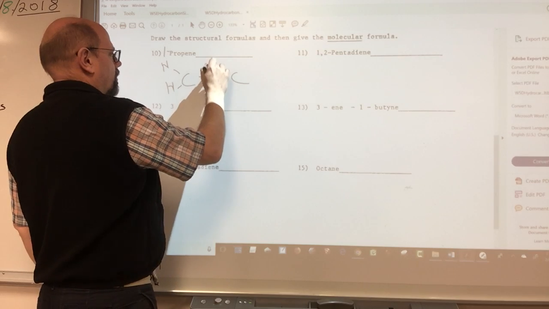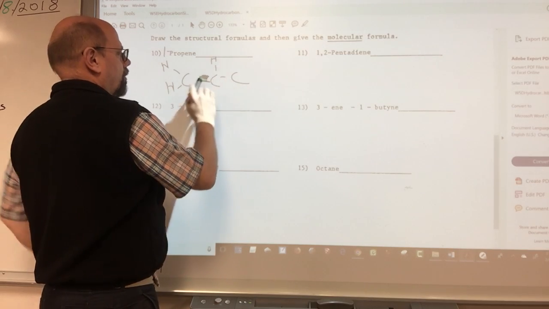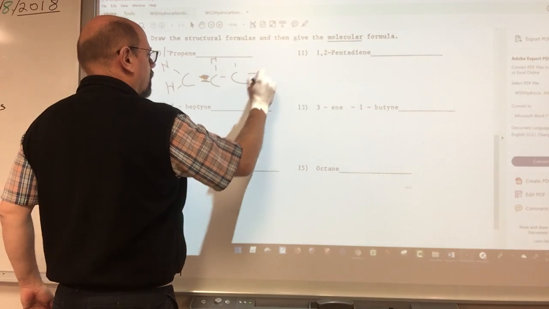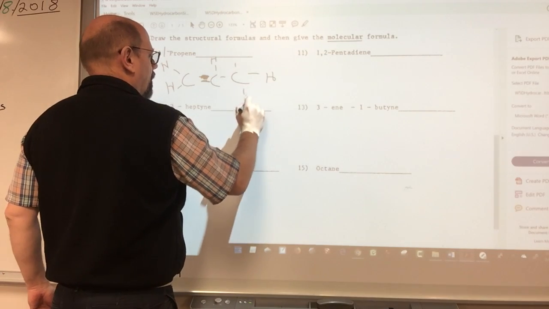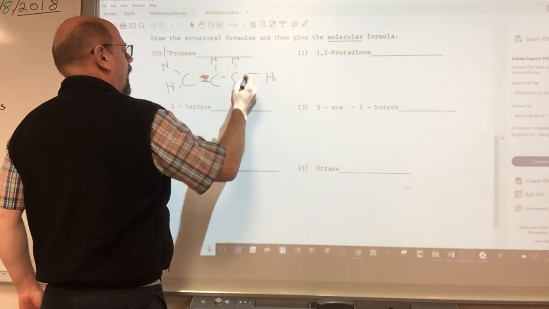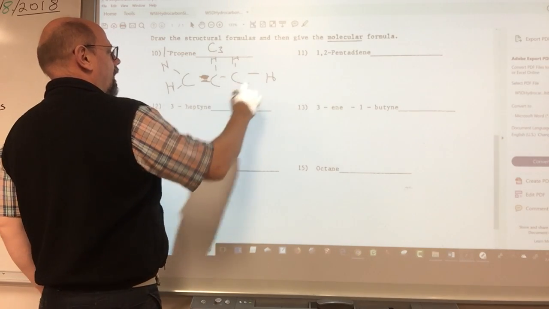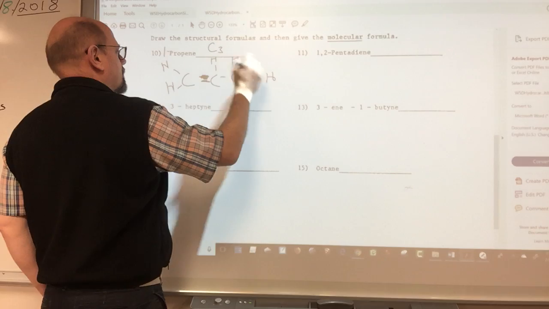It has room for 1 more hydrogen. This carbon, if you just look and say, oh, there's only 1 stick coming off it, so there's room for 3 more. Okay, that's how you find out how many hydrogens each of these has. And then I want you to count up the carbons and say, oh, there's 3 of those. And how many hydrogens? 1, 2, 3, 4, 5, 6.